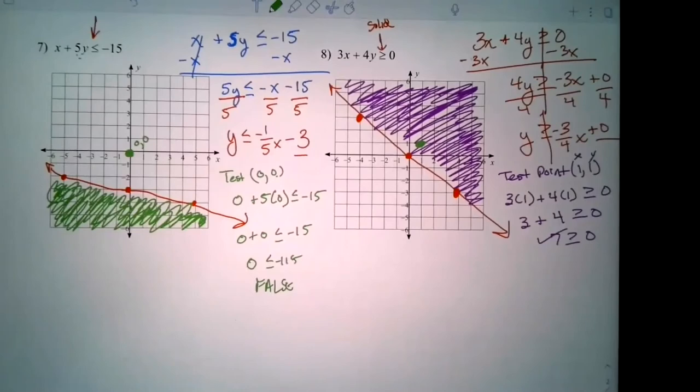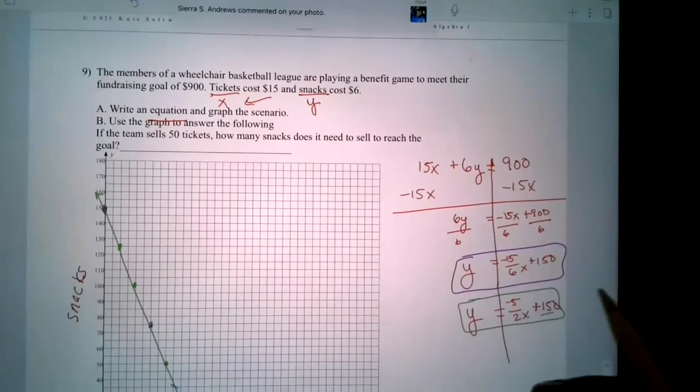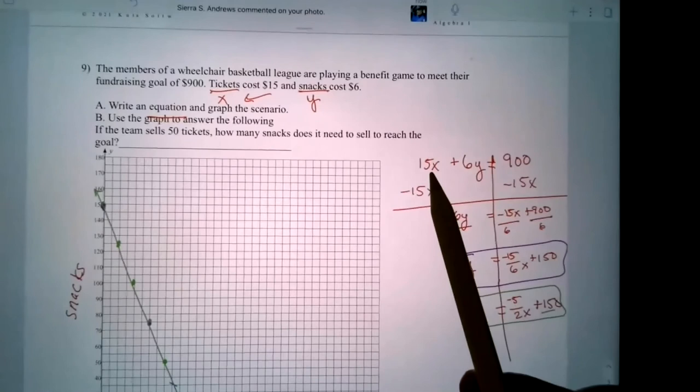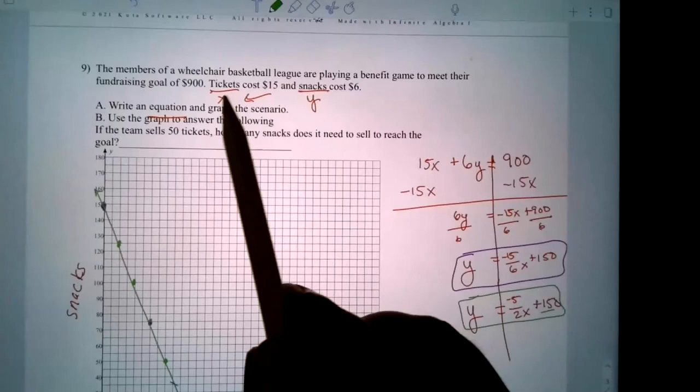So let's talk about the word problems. A lot of folks did not even try the word problems, okay? So I just want to discuss them briefly. And here we are. First, we had to set up the equation. I had 2 variables. I had tickets, which were x, and snacks, which were y. I let tickets be X and snacks represent Y.